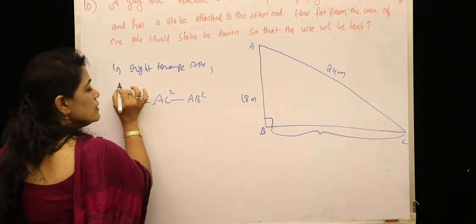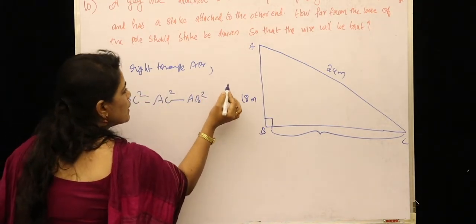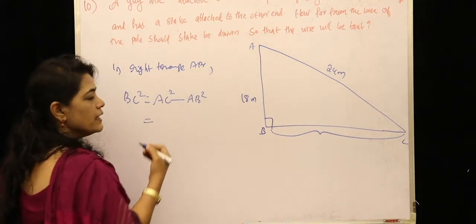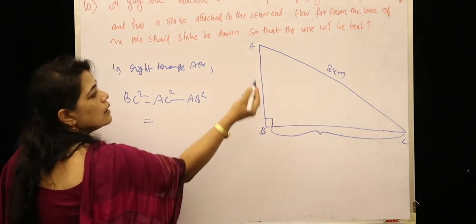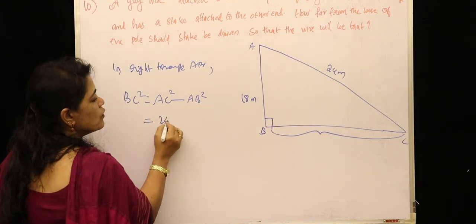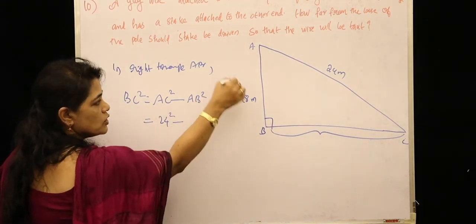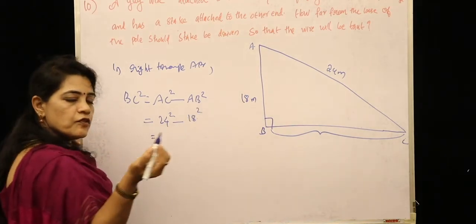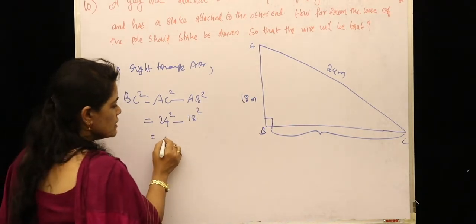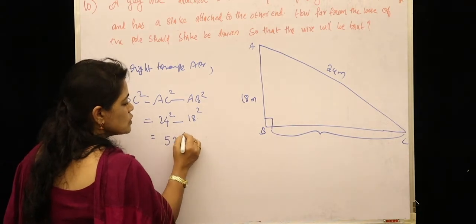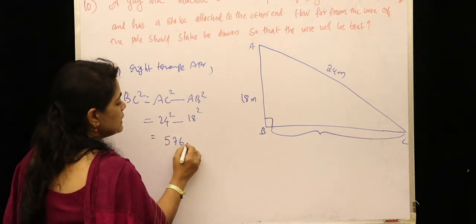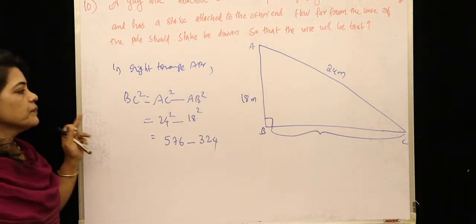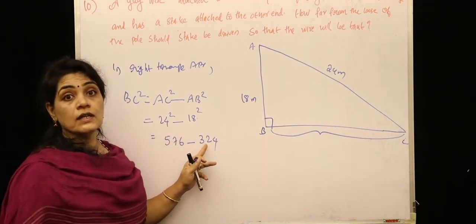If you want that result, you can write the Pythagoras theorem, and from that you can write this step also, that doesn't matter. So we are going to write the values. AC, the length of the wire, is 24 square, minus AB, the height of the vertical pole, is 18 meter as given, 18 square. So 24 square is 576. Children, it is better to learn the squares of numbers from 1 to 30. That will make your calculation easy. Yes, 18 square is 324.